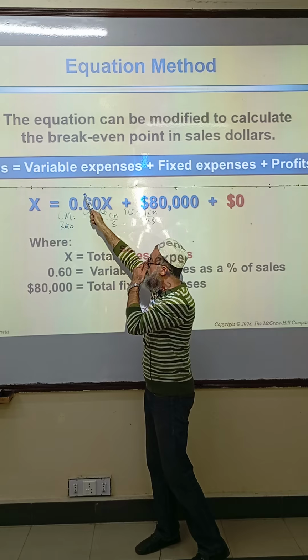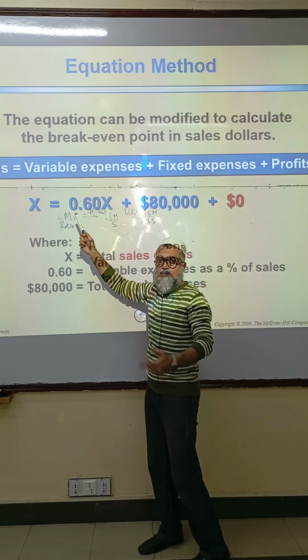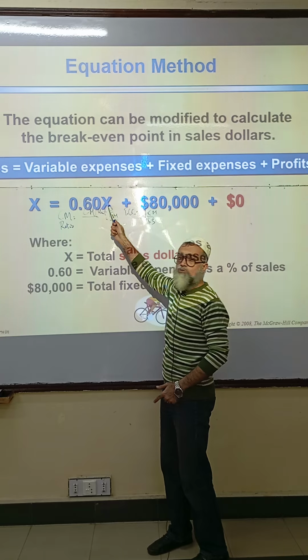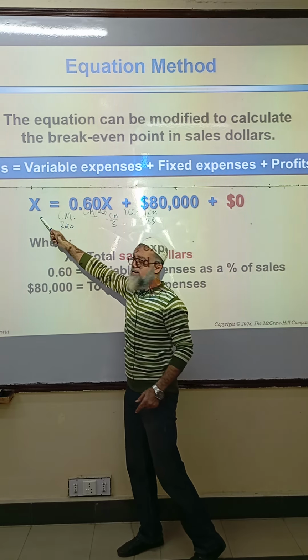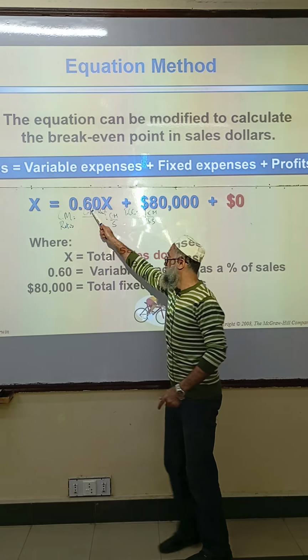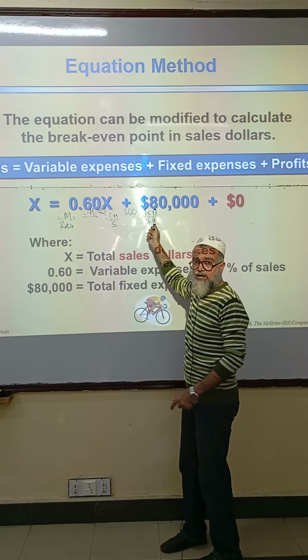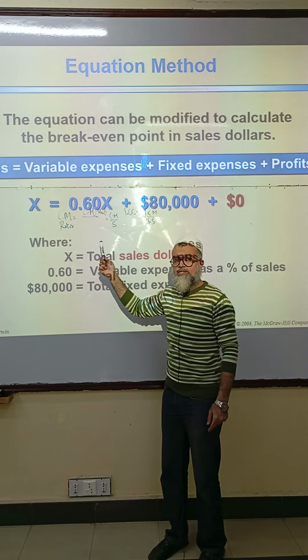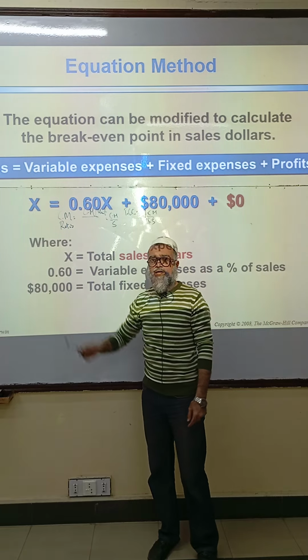But what we know is that your variable expense ratio is 0.6. 0.6 of what? Of sales, which is unknown, x. So we call it x. Now sales is x. This is 0.6 of x plus 80,000, which is my fixed cost, plus profit, which is 0. When we rearrange this, we can easily find out the break even in dollars.